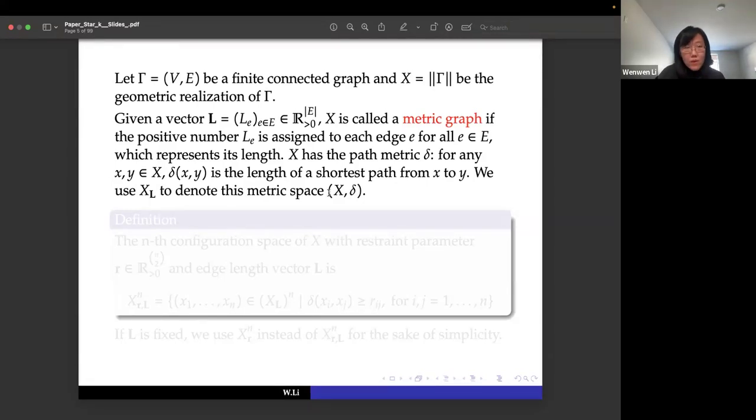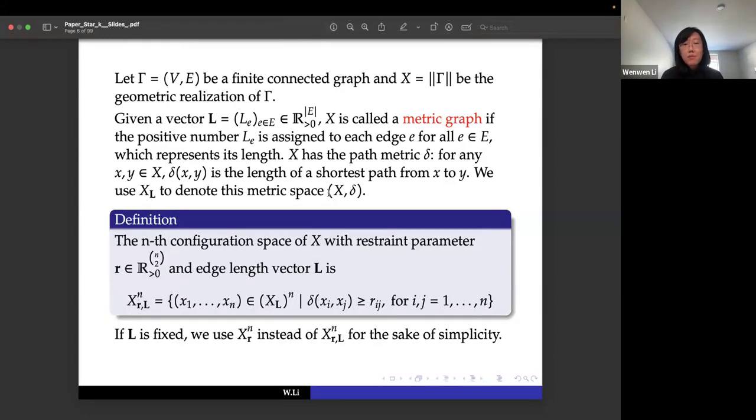Now we're ready to define the nth configuration space of this metric graph. When we have a parameter vector R and edge length vector L, the nth configuration space of X with those parameters is the collection of n-tuples living in this product space such that the distance between xi and xj is greater than or equal to Rij for each pair i and j. If the edge length vector L is fixed, then we omit this symbol and use Xn sub R to represent the nth configuration space of X with those two parameters.